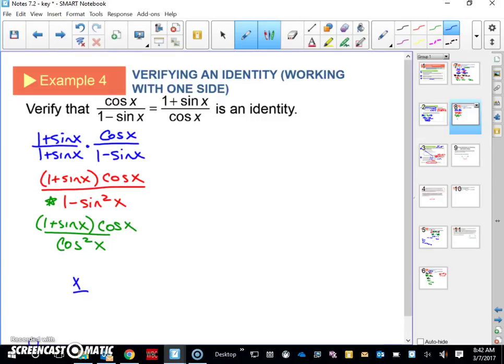If I had x over x squared, I'd cancel out one of those x's, and I'd get 1 over x. The cosine works in the exact same way. I cancel out one of those cosine x's, and it's going to leave me with a cosine x on the bottom. I've got 1 plus sine x over cosine x, and that's exactly what I wanted. At that point, you can see the left side equals the right side. And when you have the left side equals the right side, you know you're finished.